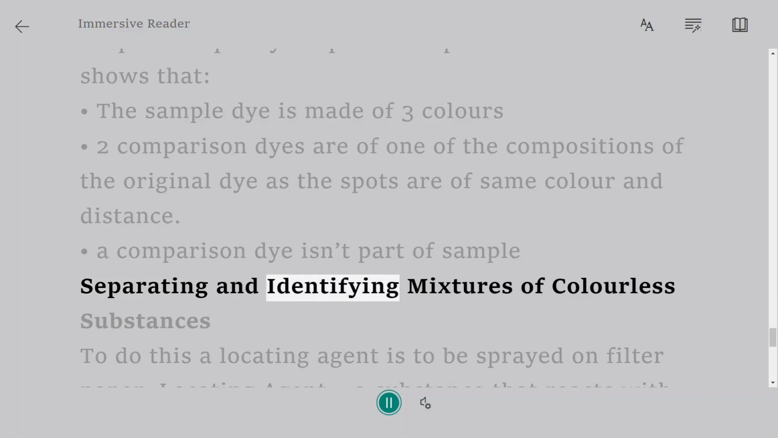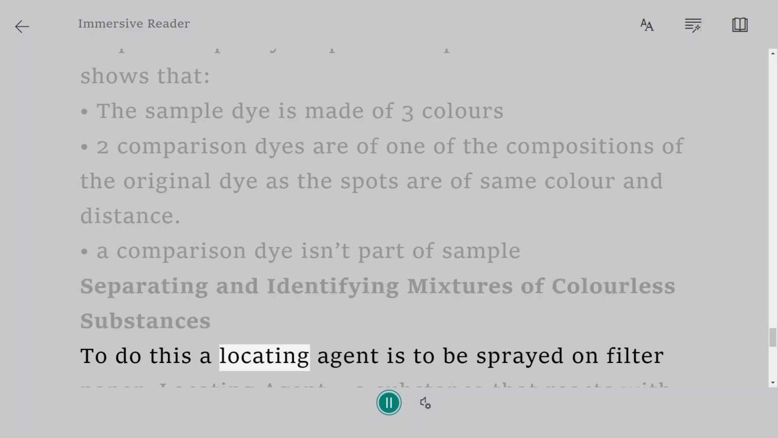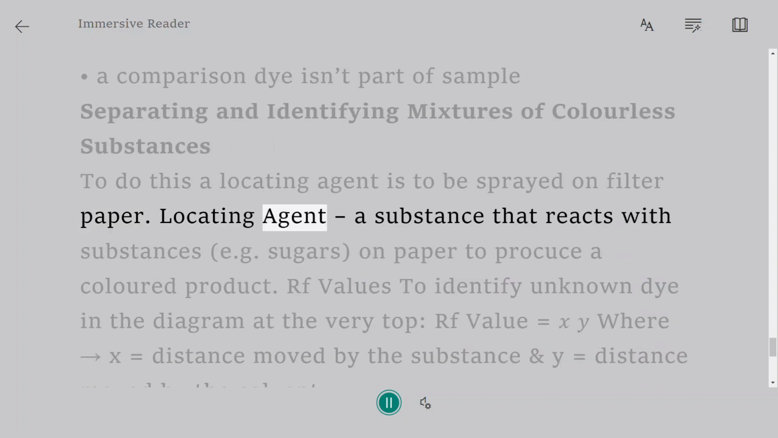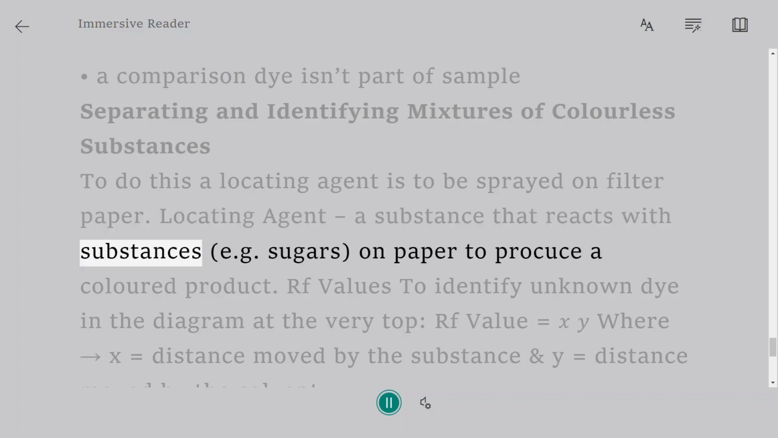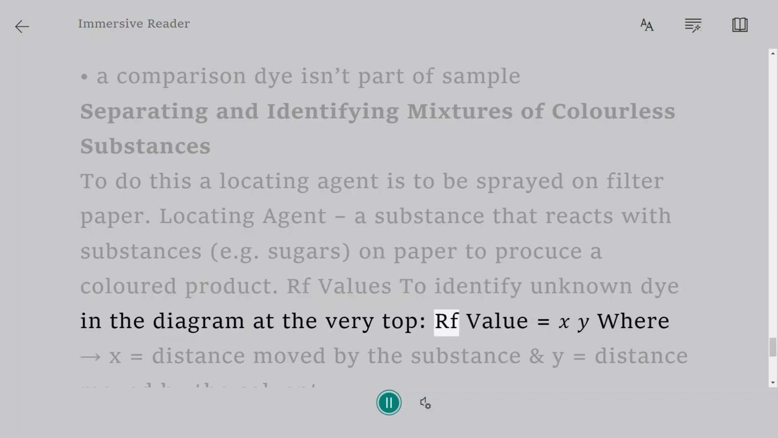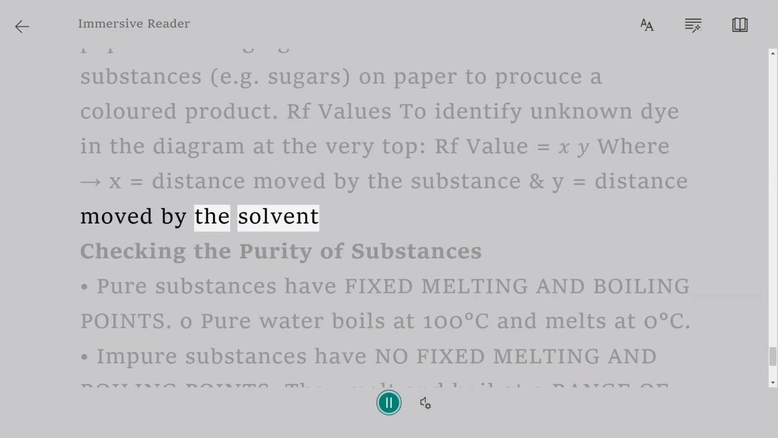Separating and identifying mixtures of colorless substances. To do this, a locating agent is sprayed on the filter paper. A locating agent is a substance that reacts with substances, e.g., sugars, on the paper to produce a colored product. Rf values identify an unknown dye. In the diagram, Rf value equals X over Y, where X equals the distance moved by the substance and Y equals the distance moved by the solvent.